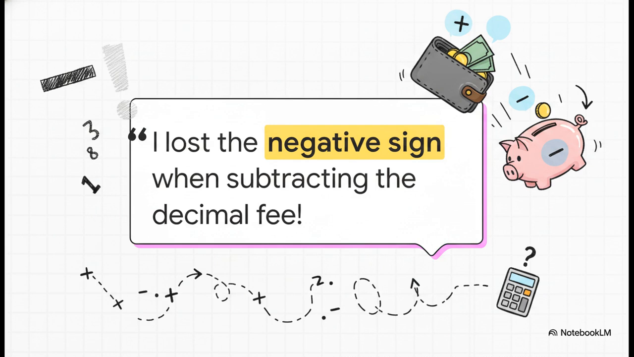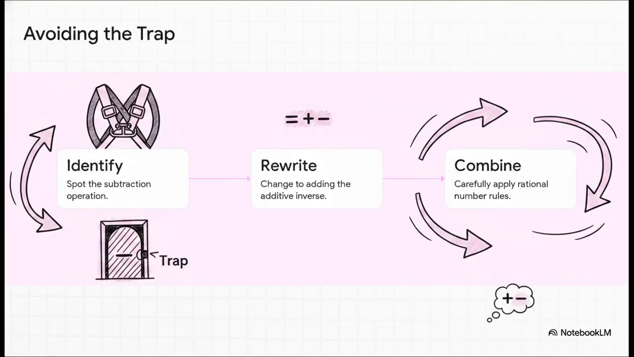When you're juggling all these different operations, it is incredibly easy to just drop a sign, especially when you switch gears from adding a deposit to subtracting a fee. You might subtract the whole numbers perfectly fine, but totally mess up the decimals. Or maybe you accidentally add the fee instead of subtracting it because you lost track of what the number meant in the real world. To avoid this sign trap, we can use a really neat trick.